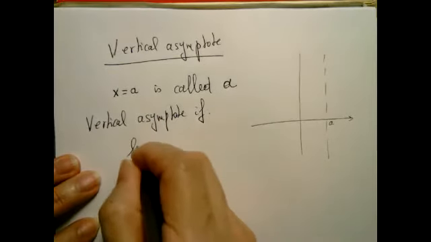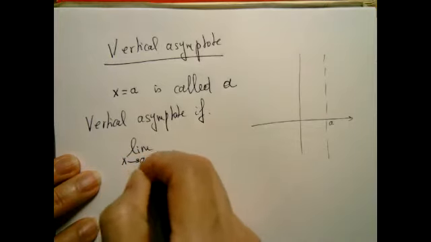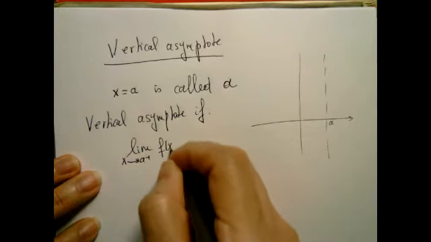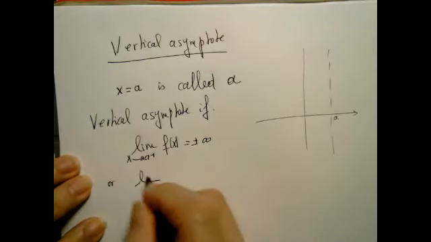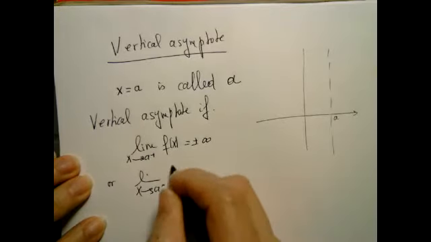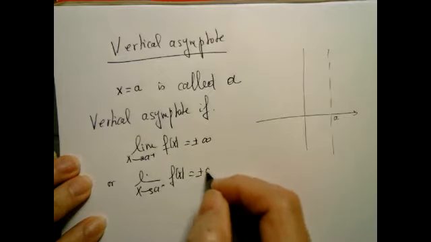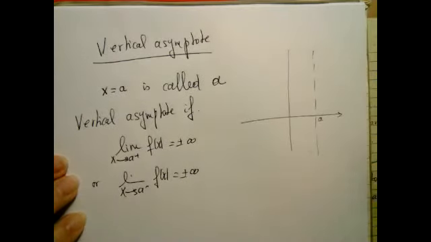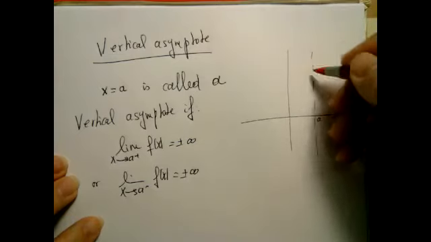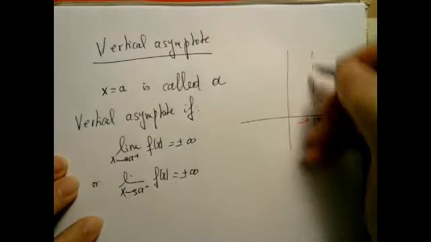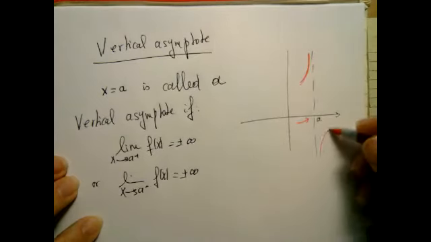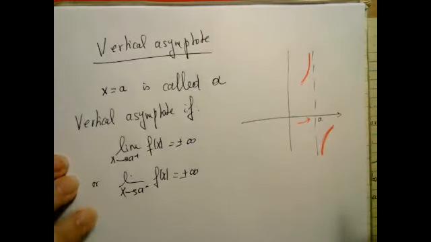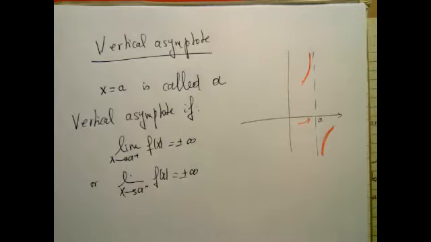If the limit, when x becomes close to a, of f of x is either plus or minus infinity, both are accepted, then a vertical line is said to be an asymptote if next to the point, when x becomes close from either side, the output goes to infinity. So that's really the picture. That's really the definition of it. Okay. So the question is how to find the vertical asymptote.